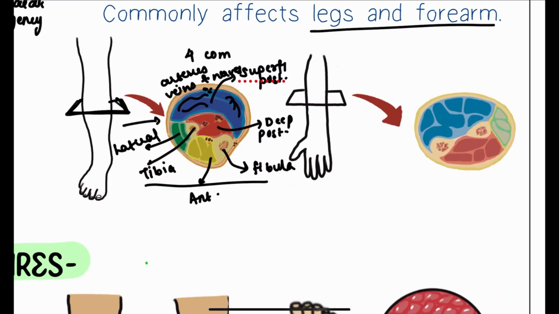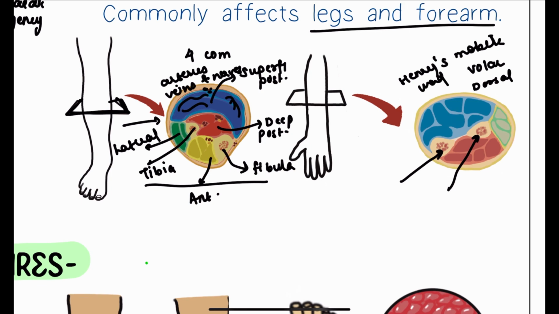In the forearm, the radius and the ulna bones divide the compartments into the superficial and deep volar compartments. Next is the dorsal compartment, and there's one more compartment which is known as Henry's mobile wad compartment. So these are the compartments of the forearm.